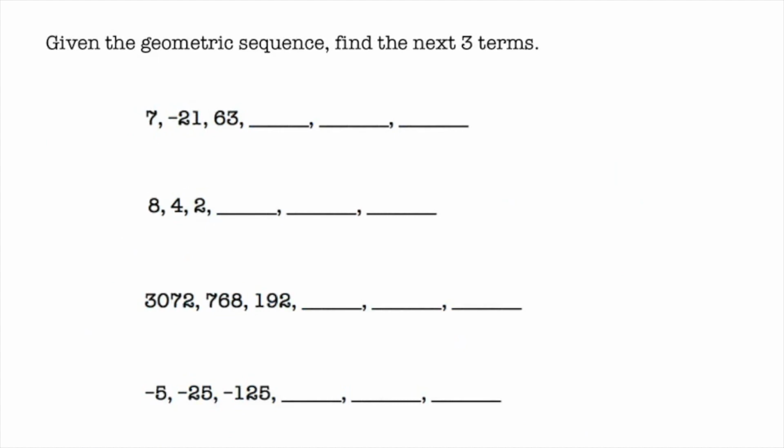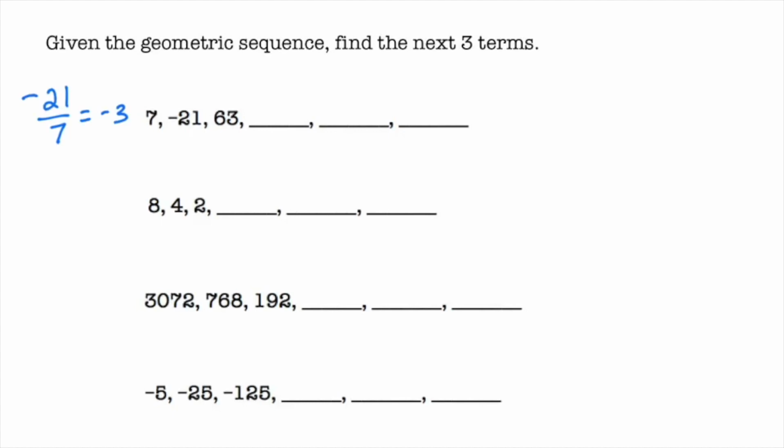Okay, so for this question, given this geometric sequence, you need to find the next three terms. Before, we were taking the second term, dividing it by the first term to find the ratio, which we still need to do, but then after you find that ratio, you have to do the opposite in order to get back the other numbers. So let's take a look at the first one.